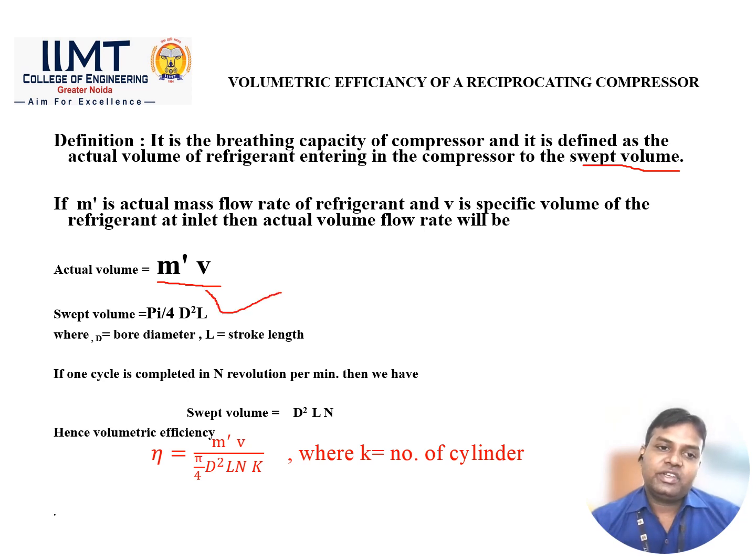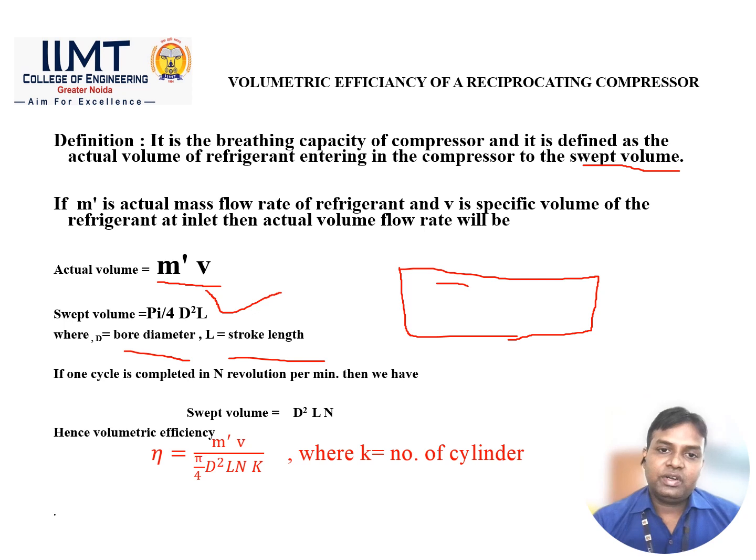So this is the basic equation for the swept volume, where d is the bore diameter, and l is the stroke length of the compressor. Here you can draw the compressor like this, it is the reciprocating compressor. So this is the d, the diameter, and this is the l, which is the stroke length of the reciprocating compressor, or you can say the cylinder. Okay, so this l is the stroke length.